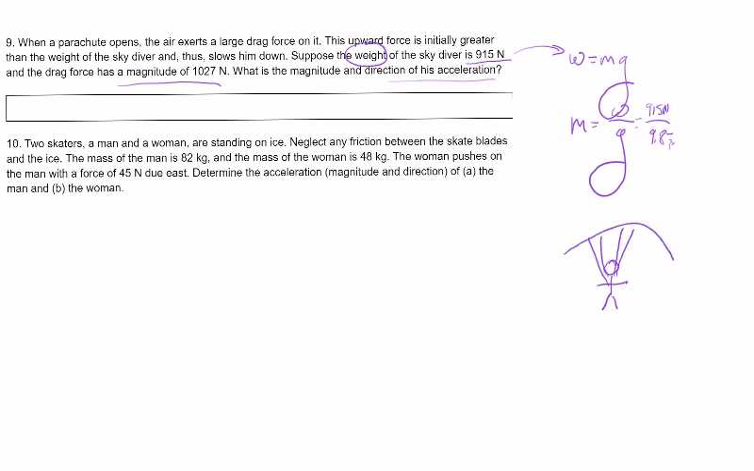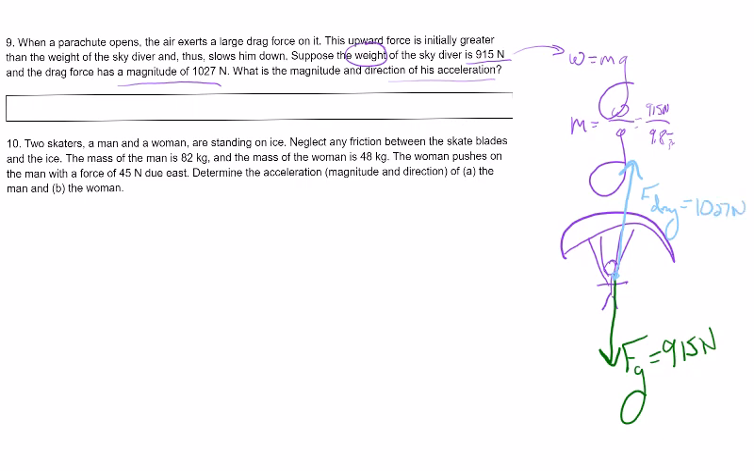Then after that, if I think of the free body diagram here, if I imagine the skydiver has his parachute on him, we know that there are going to be two forces acting on him. We have the force of gravity, that's his weight, that's going to be the 915 newtons. Then we have this drag force that's acting on him, and this drag force is going to act in the opposite direction. So it's going to be an upward force, I'll call this F drag, and this is the 1027 newtons.